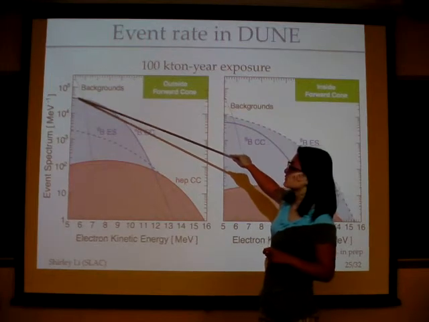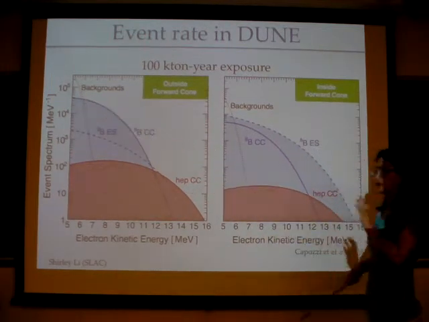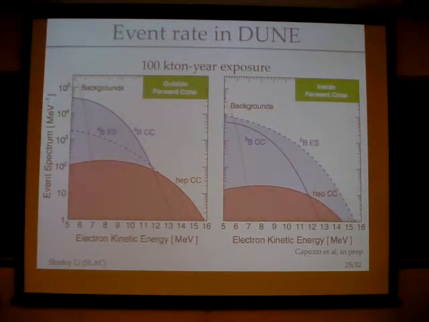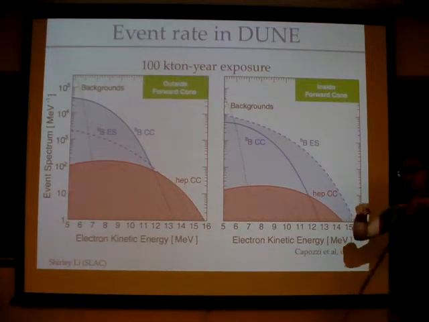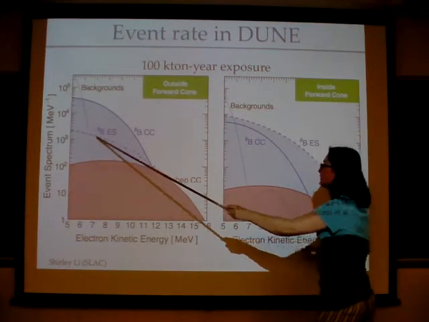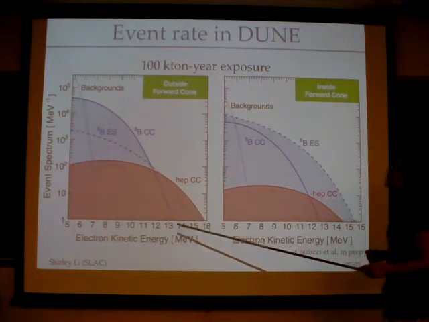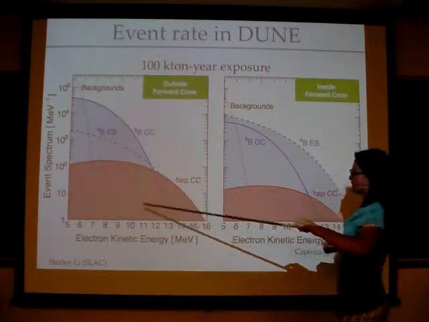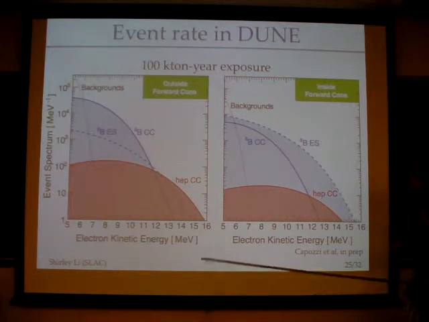This is 10 to the 4, 10 to the 5, which is enormous for neutrino experiments. And then out in the region, there's some leftover electron scattering background, and that's this line, but not too much. And there's also this background line, which I'll talk about later.